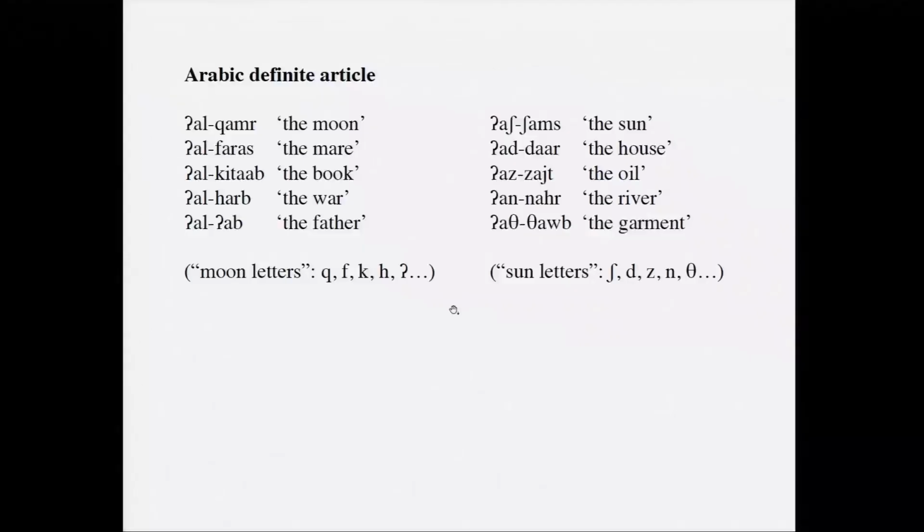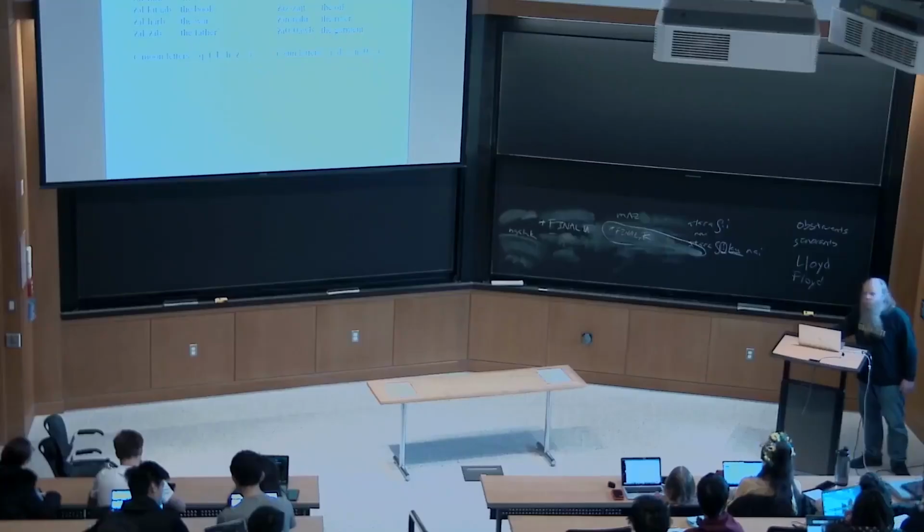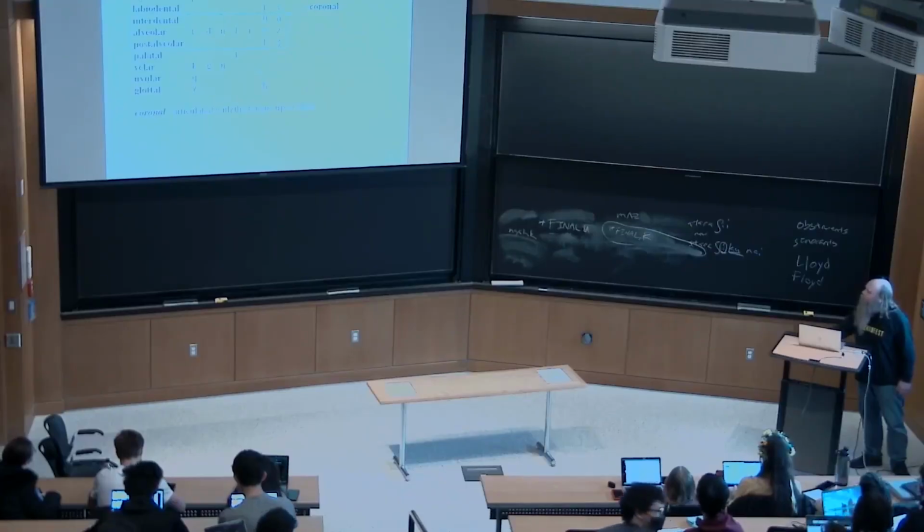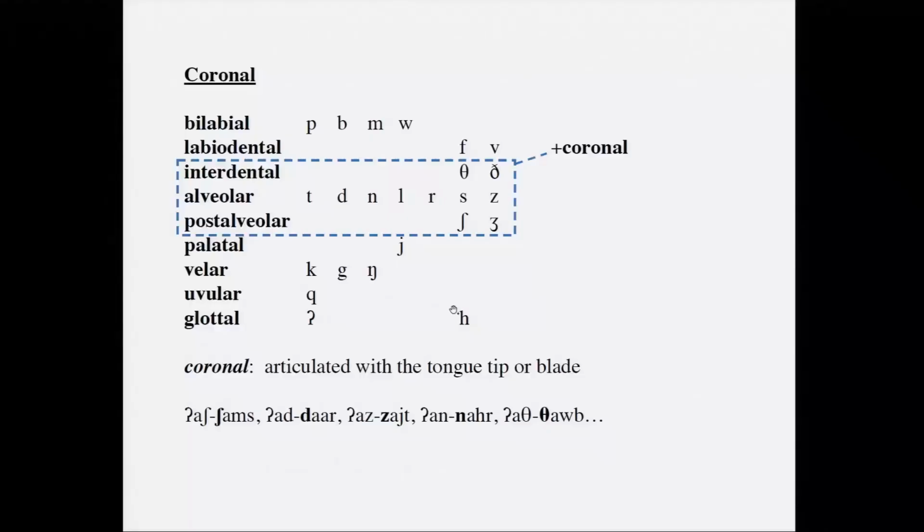So with moon and mare and book and war and father, the L of the definite article can't become a copy of the following consonant and remain coronal. Whereas in the sun letters, the ones on the right, by copying the following consonant, the L of the definite article is still a coronal. Somebody had a great idea about that. So that's what's going on in these Arabic examples.